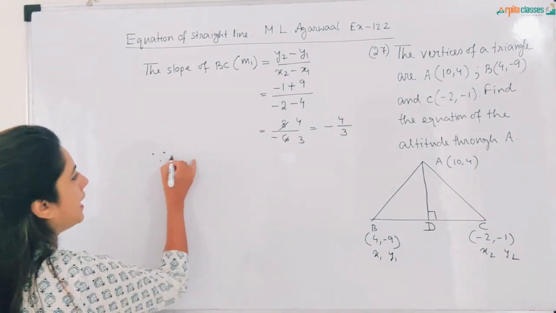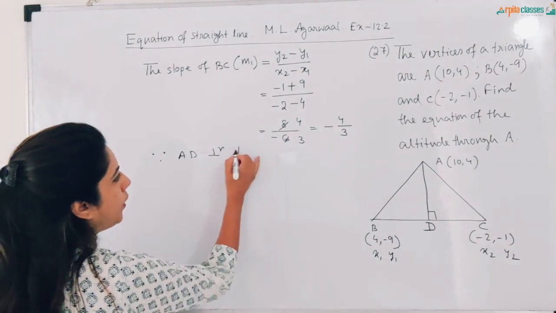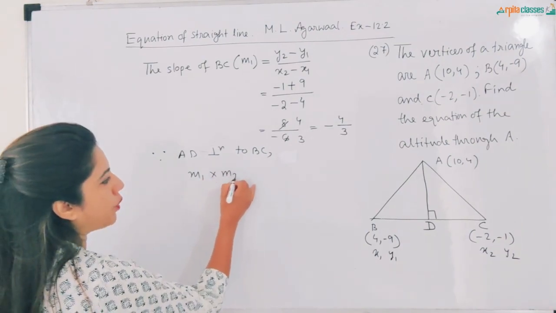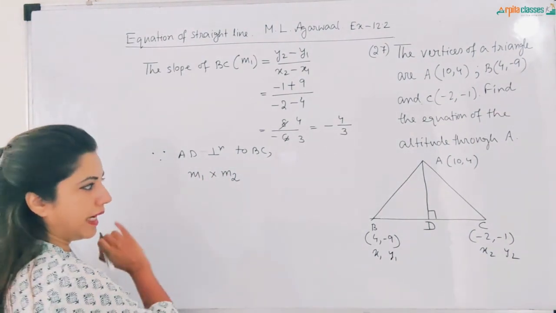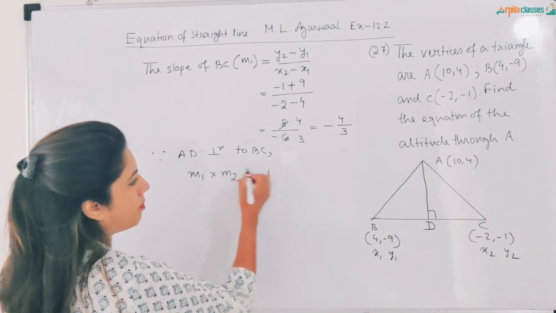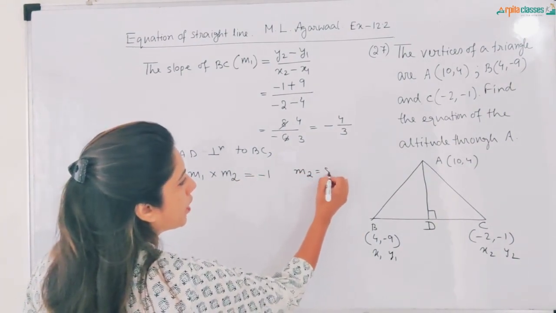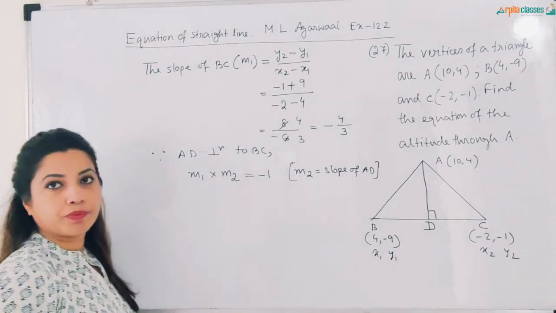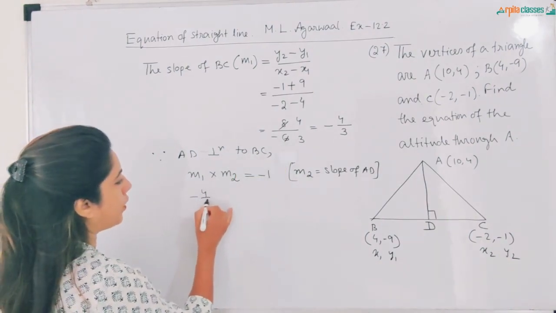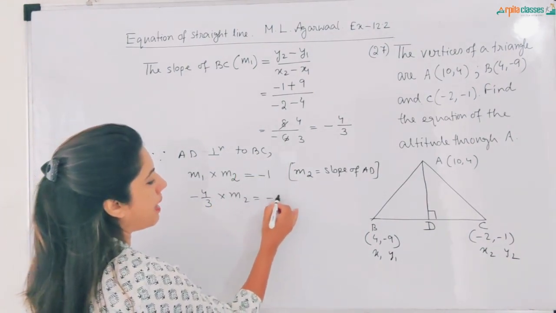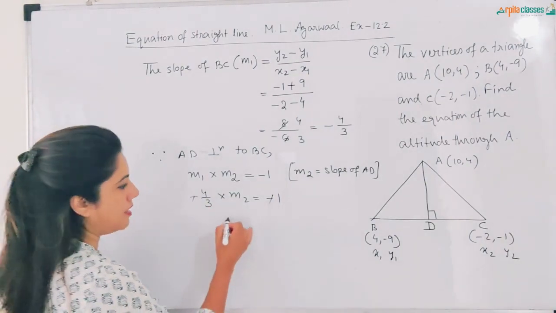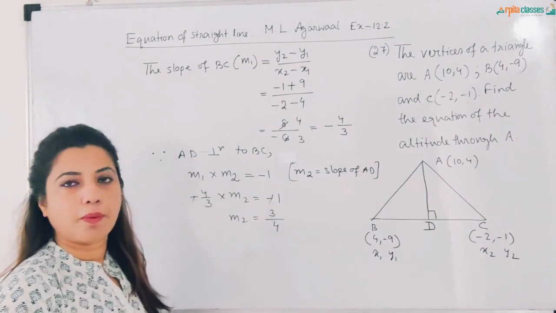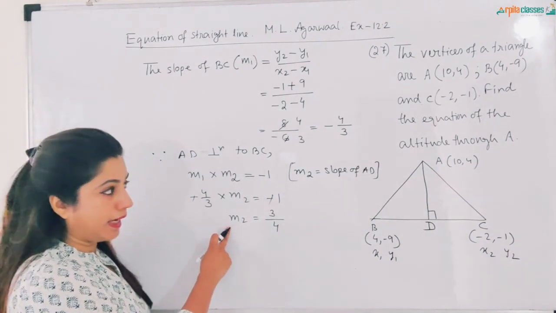Now since AD is perpendicular to BC, m1 into m2, which is the slope of AD we are considering, should be equal to -1. Here you can write m2 is equal to slope of AD, just write it in bracket. Okay, so m1 is how much? -4 upon 3 into m2 is -1. Minus and minus gets cancelled. 4 upon 3 goes that side, so m2 is equal to 3 upon 4. So we get the slope of AD.